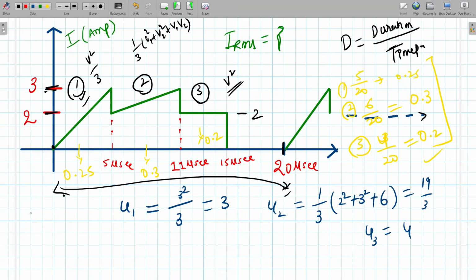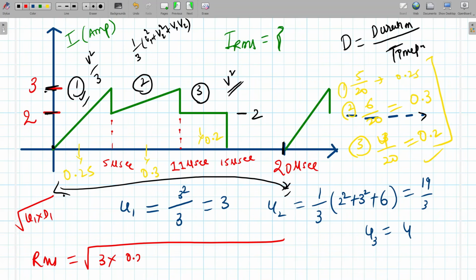So what will be the final answer? RMS will be, are you getting 1.86? Okay, I will also calculate. RMS 1 square will be U1 into D1, so simply we multiply U1 into D1. So 3 into 0.25, plus RMS 2 square will be U2 into D2, so 19 by 3 into 0.3. And RMS 3 square is equal to U3 into D3, so 4 into 0.2. Is it correct?